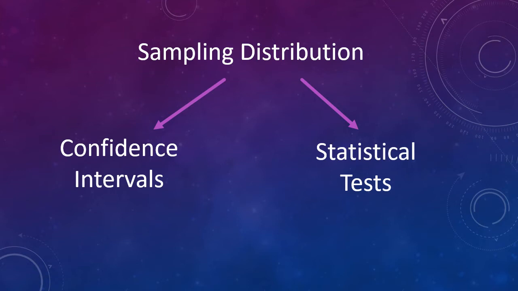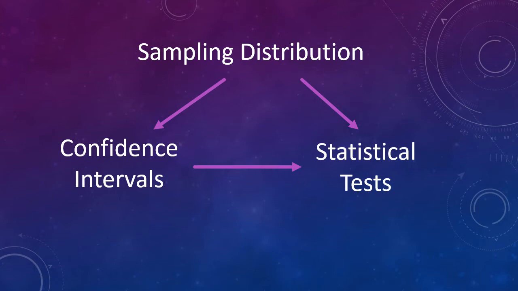Since both confidence intervals and statistical tests are based on the sampling distribution, you might think that there's a link between them, and you'd be right. Turns out, you can use confidence intervals as a type of shortcut for conducting a statistical test, which is what we'll cover in this session.